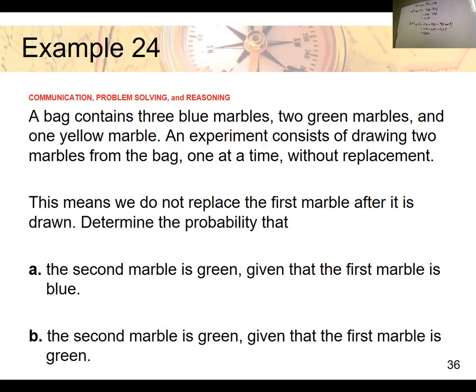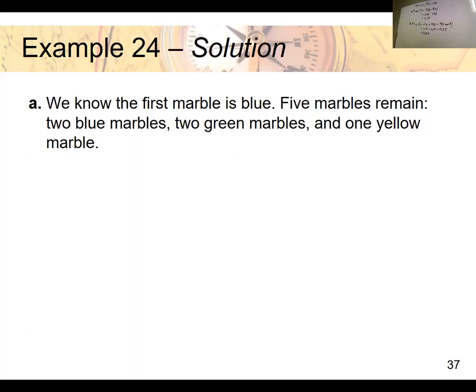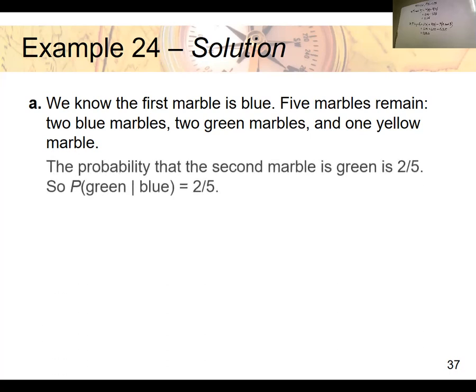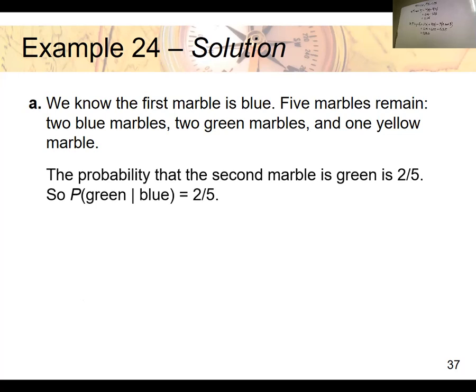Here's how they compute those probabilities. Here the first marble is blue. That means that 5 marbles remain: 2 blue marbles, 2 green marbles, and 1 yellow marble. So the probability that the second marble is green will be 2/5. So the probability of getting a green marble given that a blue marble was drawn would be 2/5.